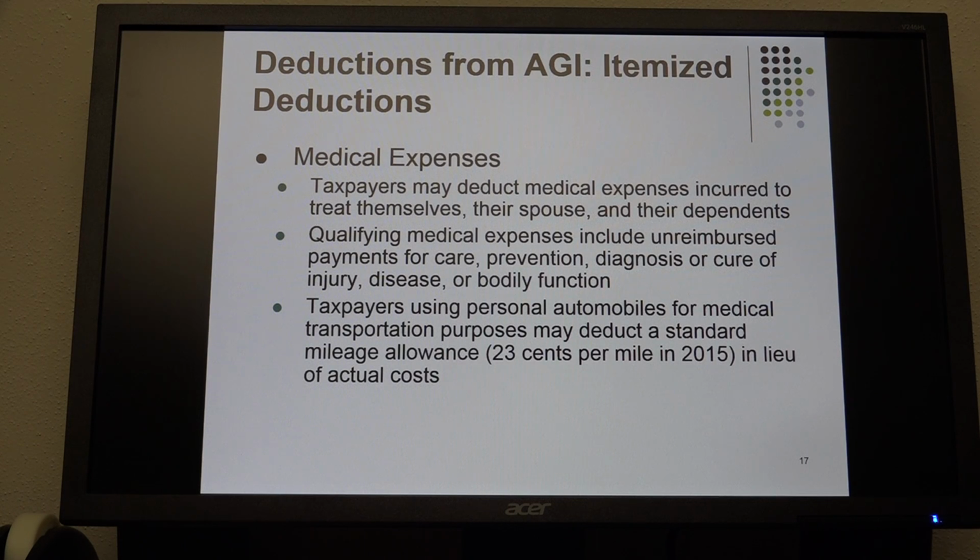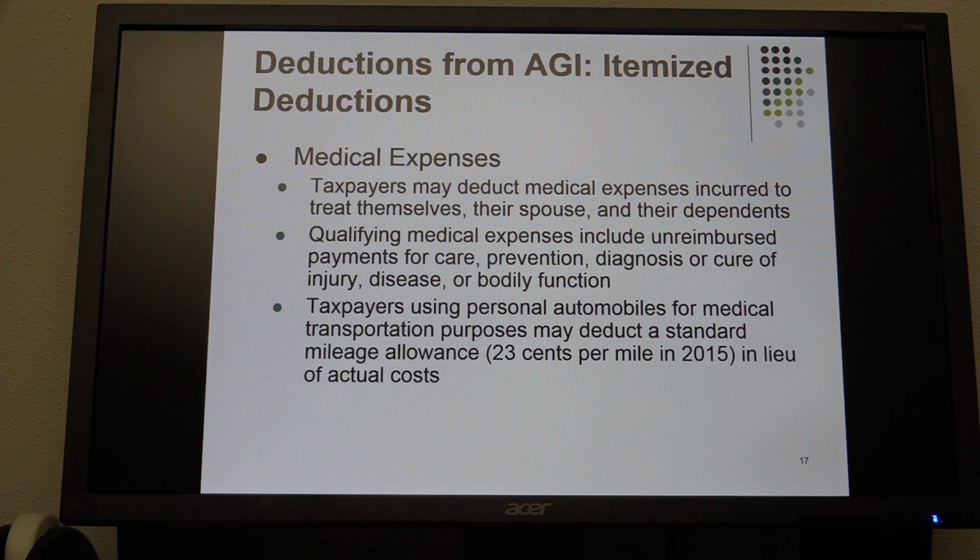All right, so now we're talking about the second part of this chapter, which is deductions from AGI. And again, from AGI deductions, you either take the standard deduction or if it's higher, you take itemized deductions. And so this is the stuff on chapter 4, page 26.